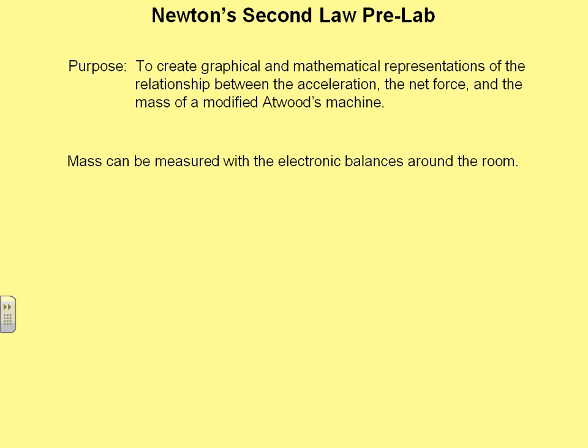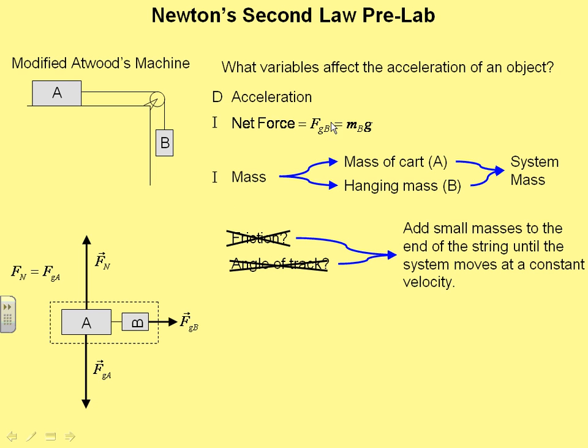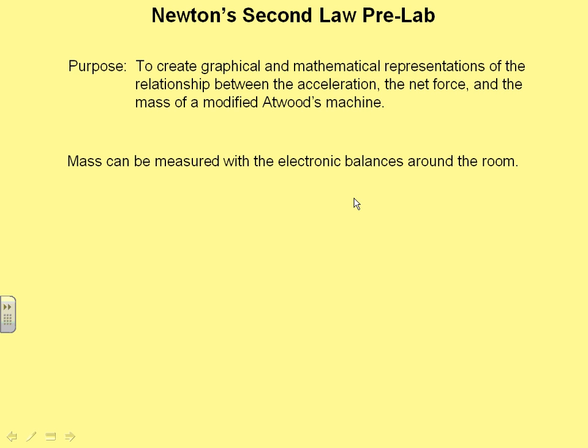Now, we can measure all of these things. We've already talked about how we can measure the net force simply by converting the hanging mass to a force of gravity. We can measure the total system mass using the electronic balances around the room and the fact that the masses we use have their mass put right on them.